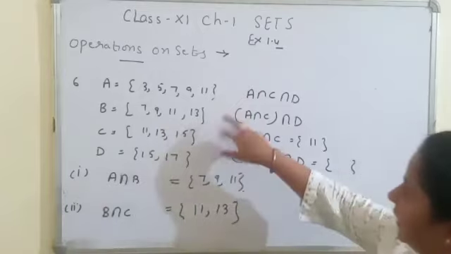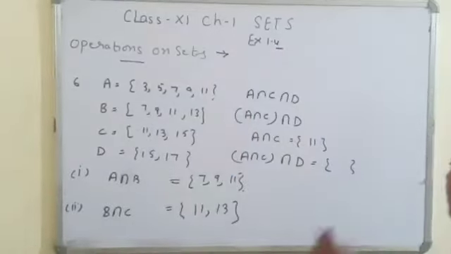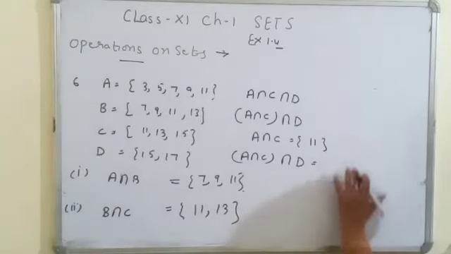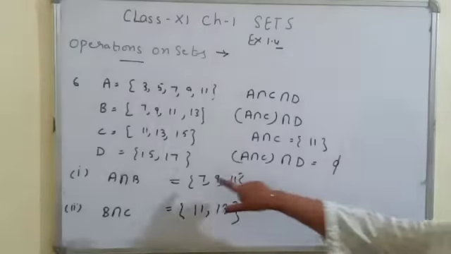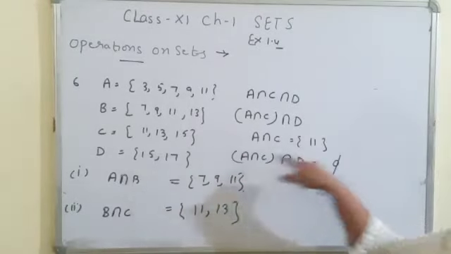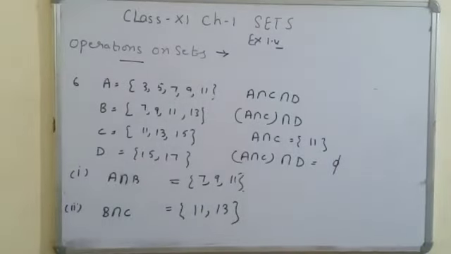See, there is one common element between A and C, but that is not in the set D. So the result for this condition is ∅, because no element is present in set D which is common to both set A and set C. So the result for this is ∅, because there is no element.